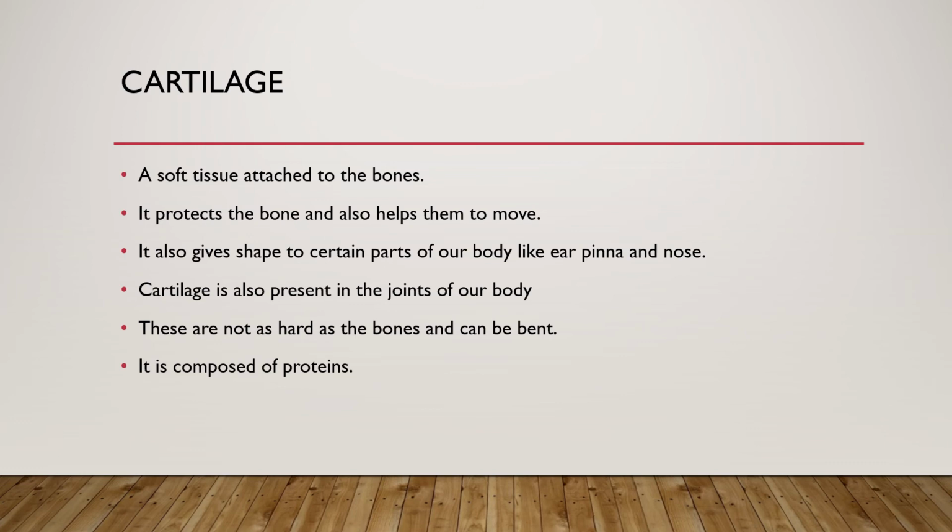Now, one interesting fact about cartilage is that it also gives shape to certain parts of our body, like the ear pinna and nose. When you touch the upper part of your ear or nose, you will find that it is not as hard as the other parts of our body because it doesn't consist of bones. It consists of cartilage. Again, cartilage is also present in our joints. Why in joints? Because it helps in easy movement of joints. And these are flexible, which means not as hard as bones. As we have seen, bones consist of calcium and phosphorus, while cartilage consists of proteins.